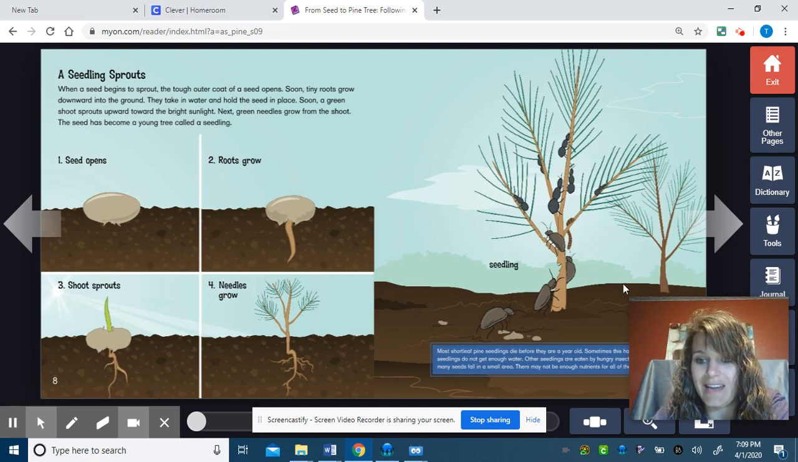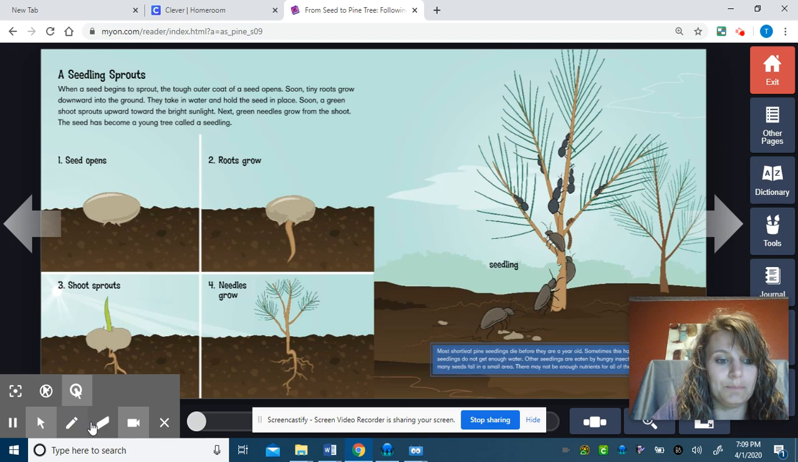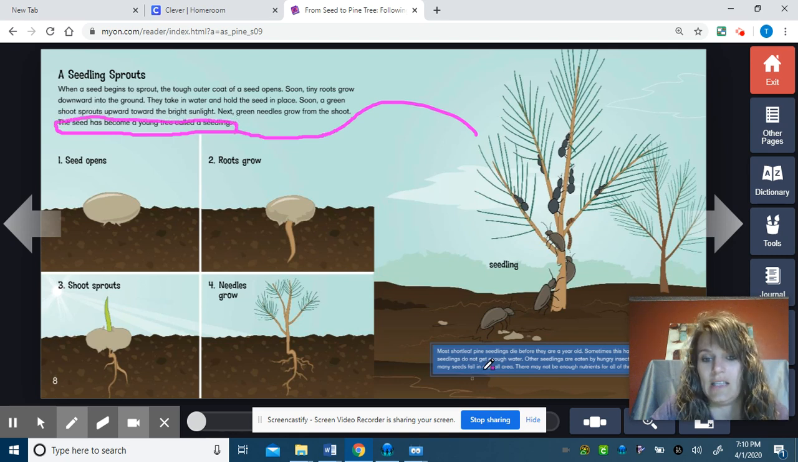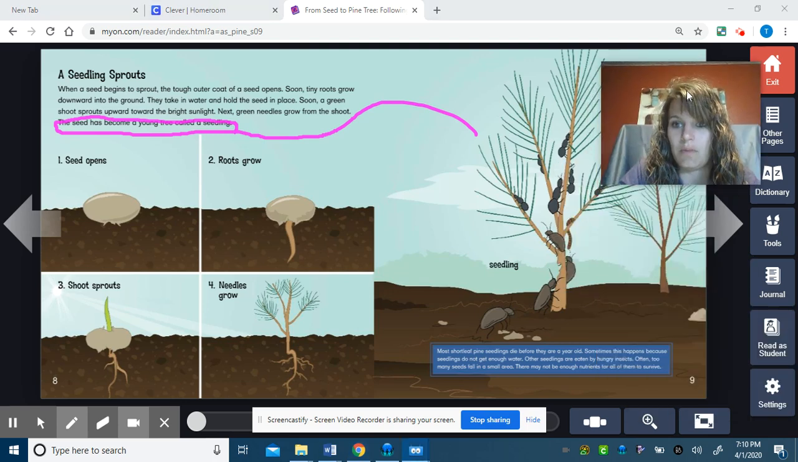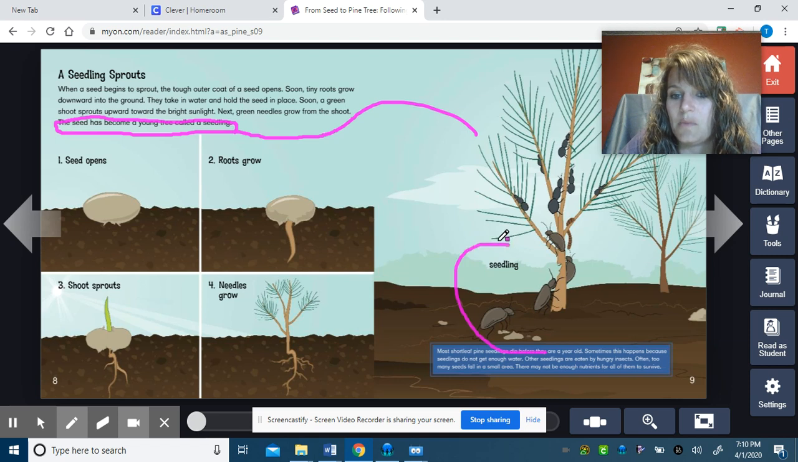And over on page 9, I see what seems to be a seedling, which is also in the text. The seed has become a young tree called a seedling. So I'm thinking that this picture relates right back to this detail right here. The seed has become a young tree called a seedling. So now, let me move on. I'm going to read the caption because remember our captions tell us what the picture is about.